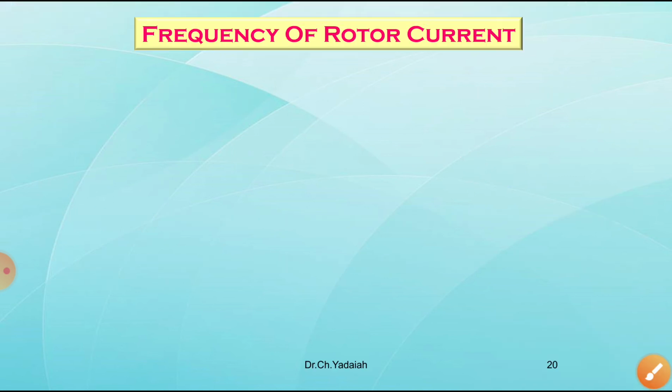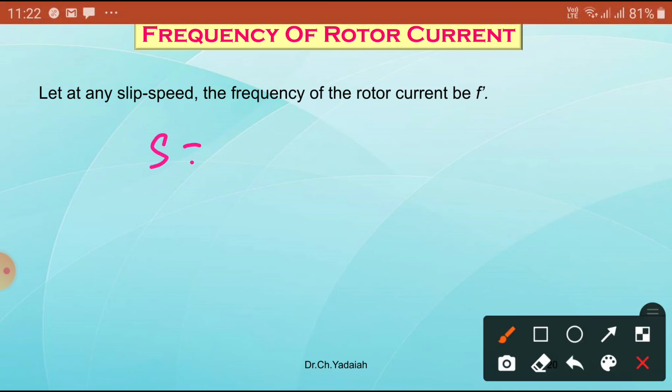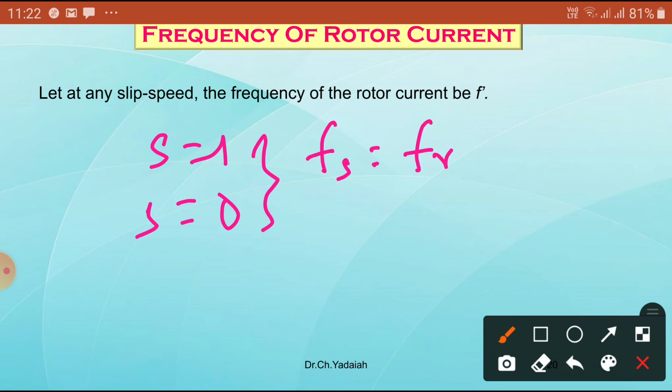Okay. Now you can see that at any slip frequency in between, we calculated for S equal to 1 and S equal to 0. What will happen when S is equal to 1? The stator frequency is equal to the rotor frequency in this case. Then when S is equal to 0, the rotor frequency Fr is equal to 0. We calculated this.